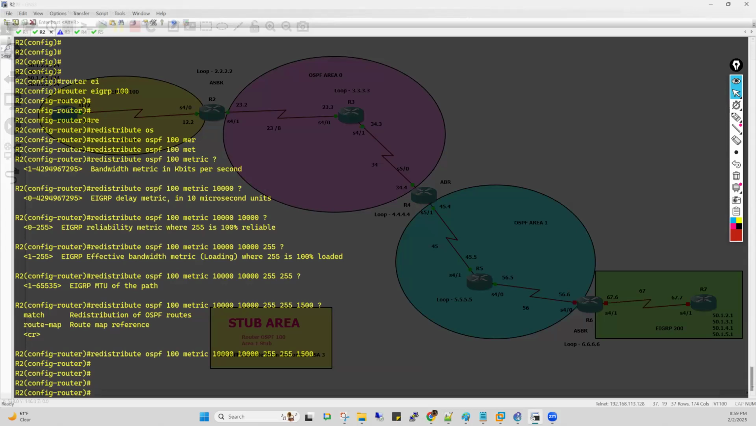And if we use multiple process IDs in OSPF, so we have multiple process IDs, and we advertise all the process IDs. You can try this in OSPF. Yes, that is a good question. You can try and let me know.